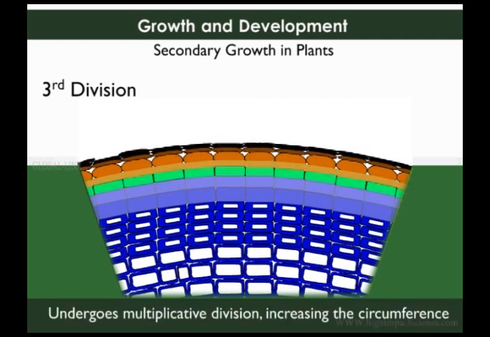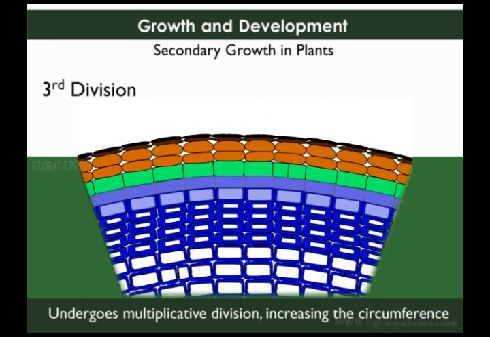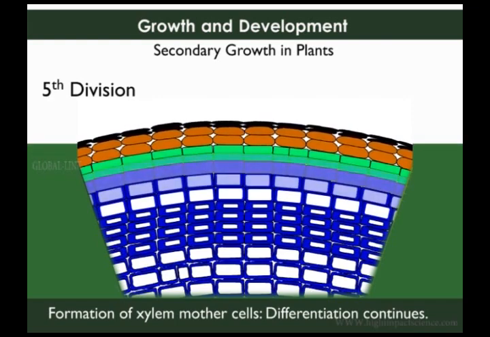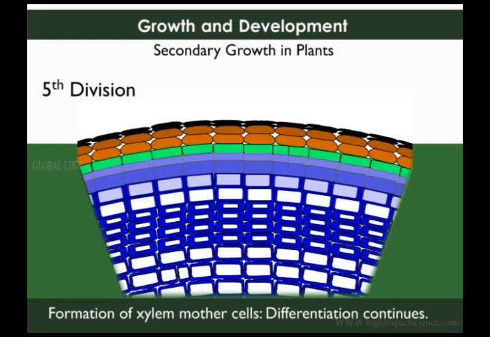Next, the cambium undergoes multiplicative division, allowing for growth in circumference. In the fourth division, the cambium divides into another xylem mother cells, while the existing cells continue to differentiate. In the fifth division, another xylem mother cells form, while the cells formed in the first division have become fully differentiated.